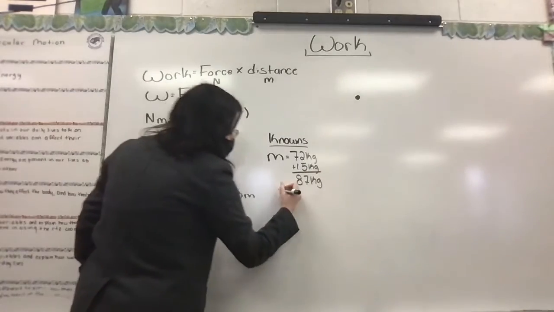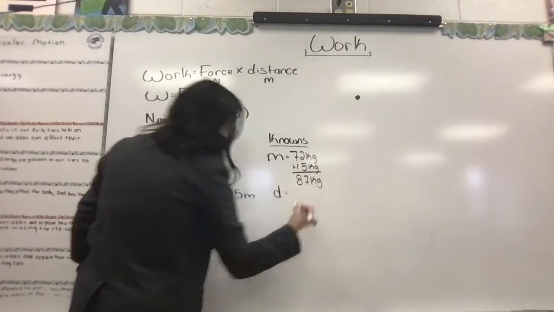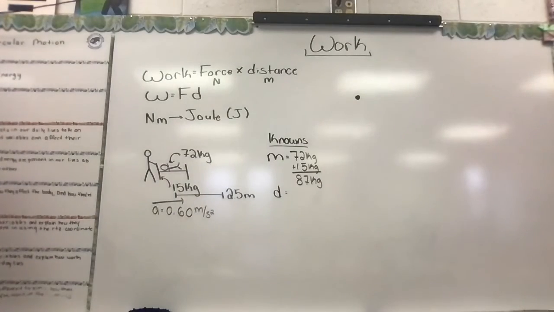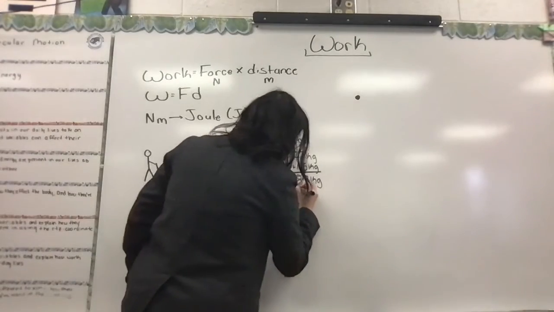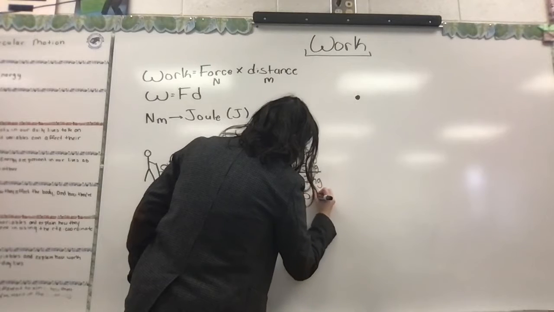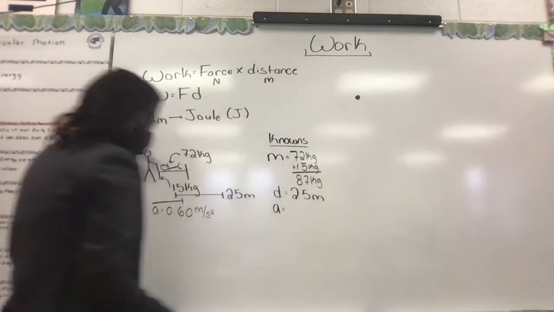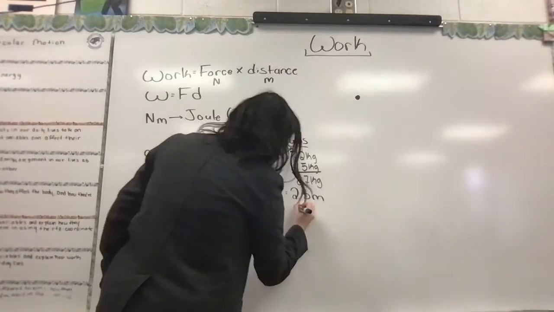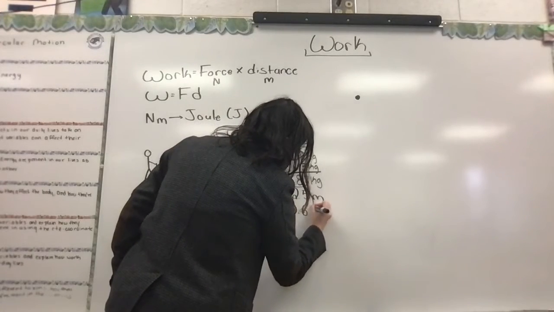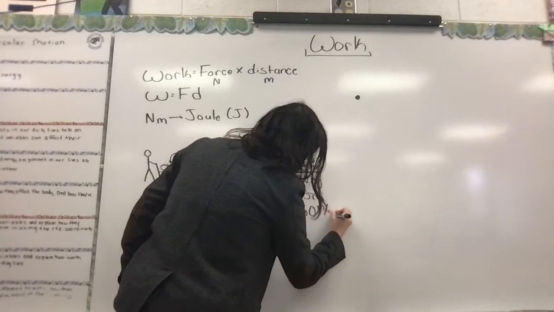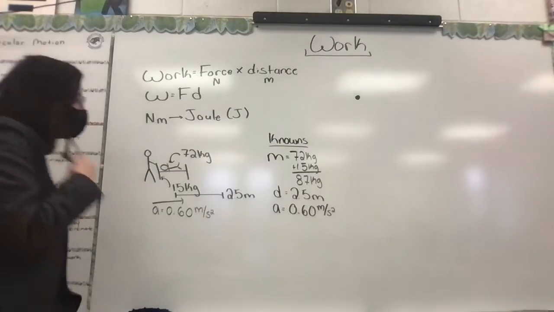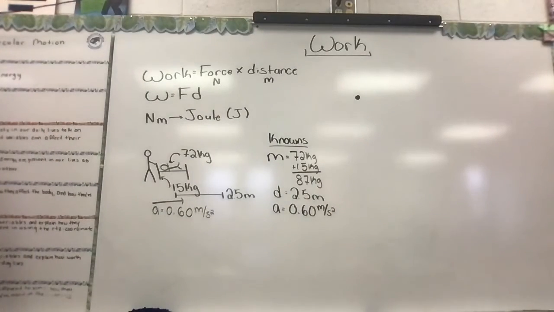What is the distance that we're traveling? We're going to be going 2.5 meters. What is our acceleration? Yeah, 0.60 meters per second squared. Is there anything else that we know? No, not really, right?